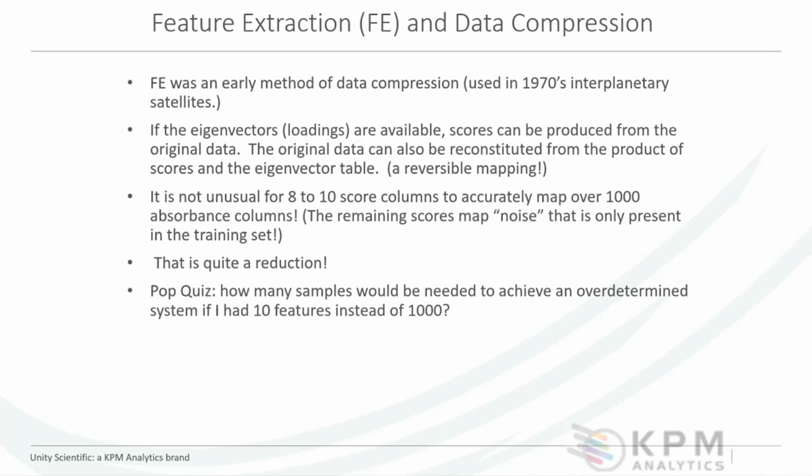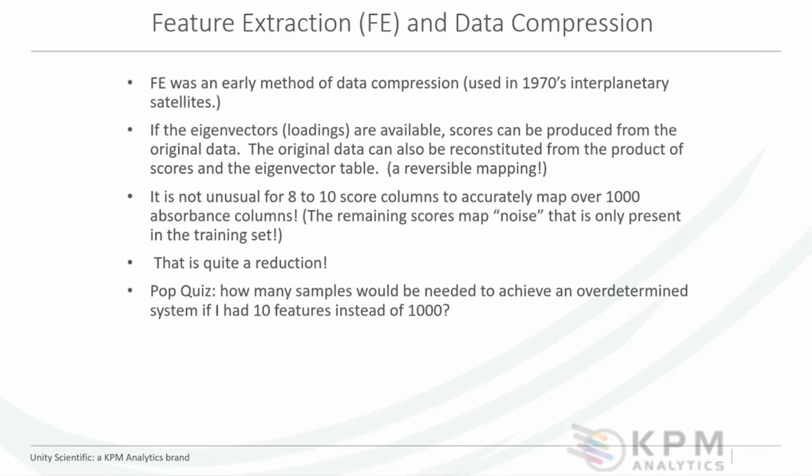If the eigenvectors or loadings or principal components are available, scores can be produced from the original data. So this is getting to how we use these data compression techniques. First we determine a scale, a vector to measure all of our samples, and that's an eigenvector or loading. And once we've determined that, we can produce scores or eigenvalues for every single sample based on that mathematical system that we've set up. So once we've got that system, we can produce the scores from the original calibration data.